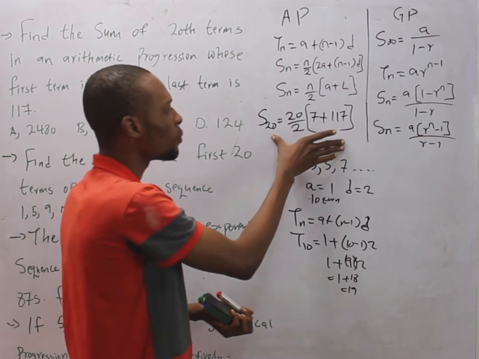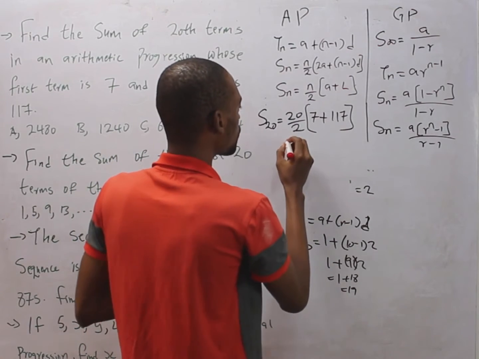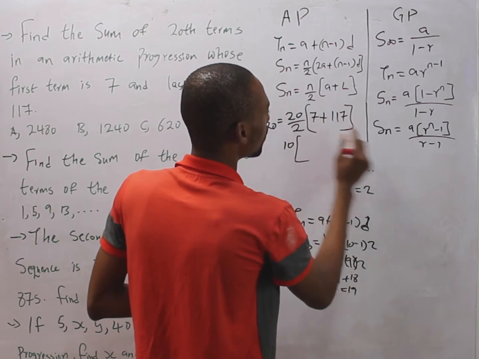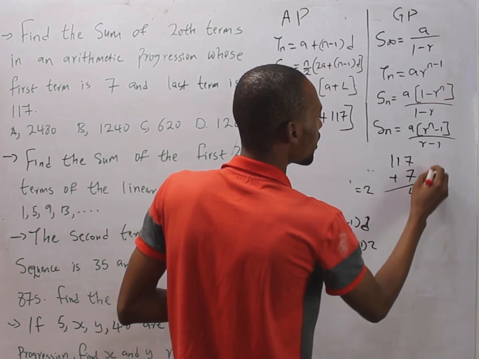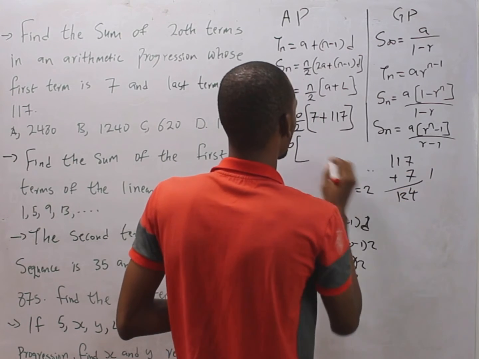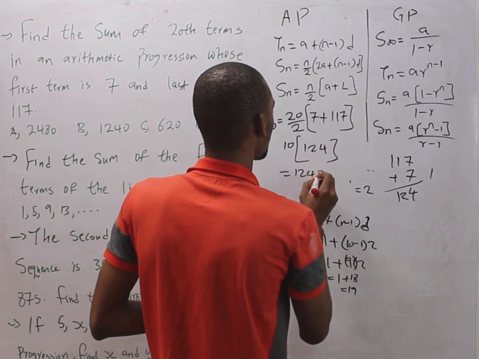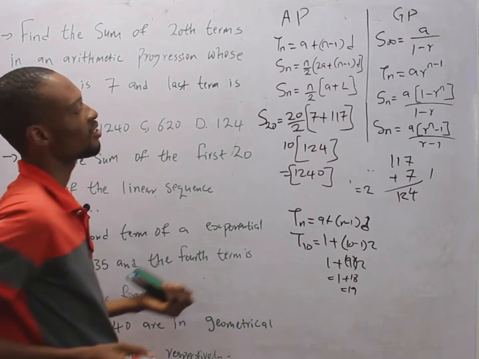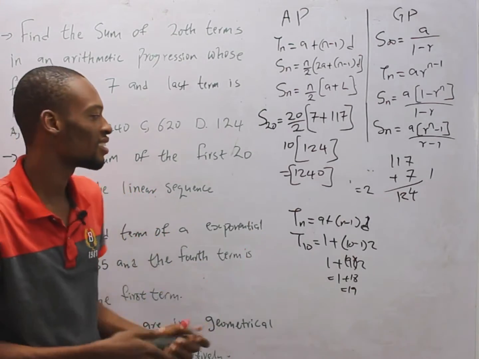You simply substitute into this formula. That will give you 20 over 2, which is 10, times 117 plus 7. 7 plus 7 is 14. Carry 1, 2, 1. 1, 2, 4. Times 10 is 1240. So this is the sum of the first 20 terms: 1240. So life becomes very, very easy.